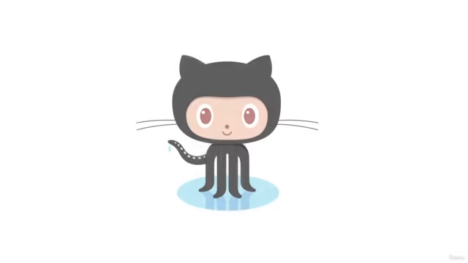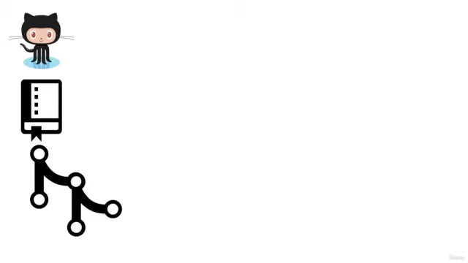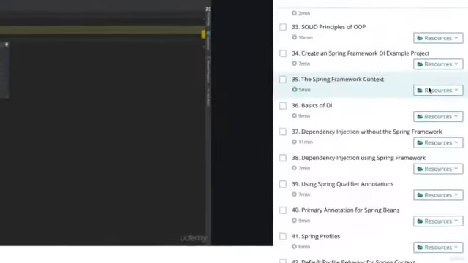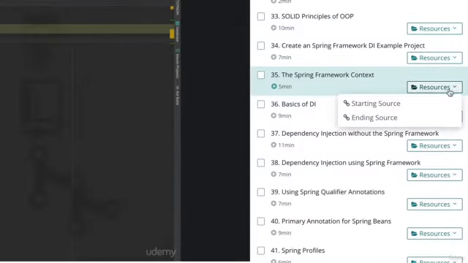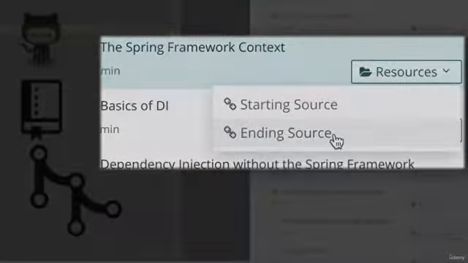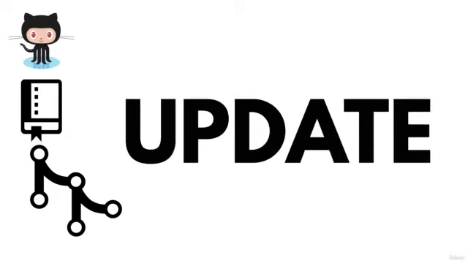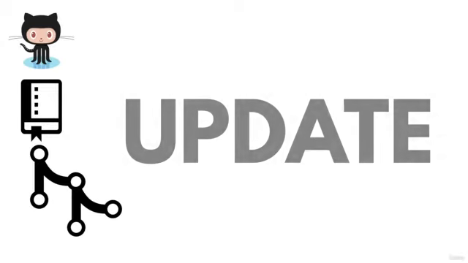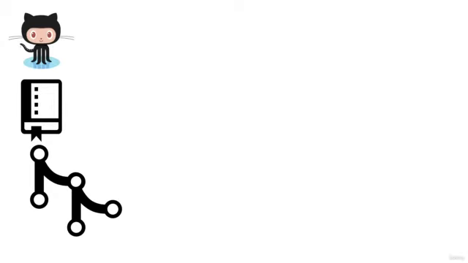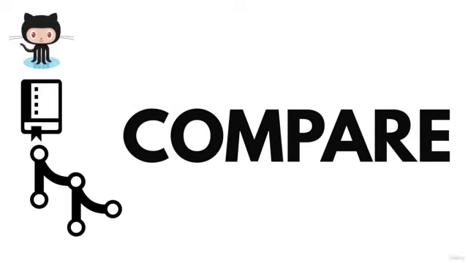All source code examples for the course are inside of GitHub. I use Git branches for each lesson. You're going to get a starting branch, which is the state of the code at the beginning of the lesson. Changes that I make inside the lesson are then saved to an ending branch. You will find links to both branches in the course resources. Using branches like this has two big benefits. First, I can go back and update for any errors or new releases of Spring. Second, you can compare your work to my branches.